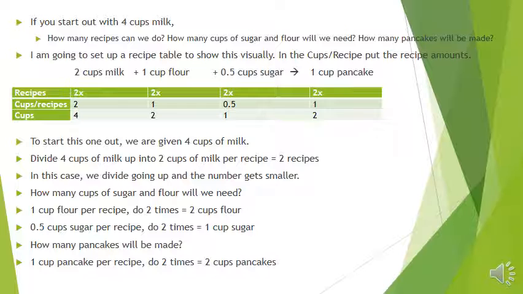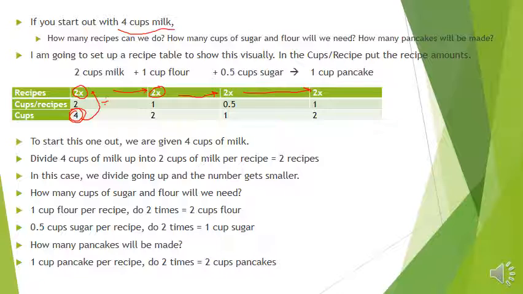All right, so now let's look at the second problem. This is where we started with 4 cups of milk. I want to know how many recipes I can do, and then how many cups of flour and sugar and pancakes. Well, I'm going to set up the recipe table, just like I did before. But now I'm going to start out with 4 cups of milk. So first thing I need to do is find out how many recipes this makes. So I'm going to divide the 4 into groups of 2, or 2 cups per recipe. So you divide going up. Okay, so now I can do the recipe 2 times. So I bring the 2 over across.